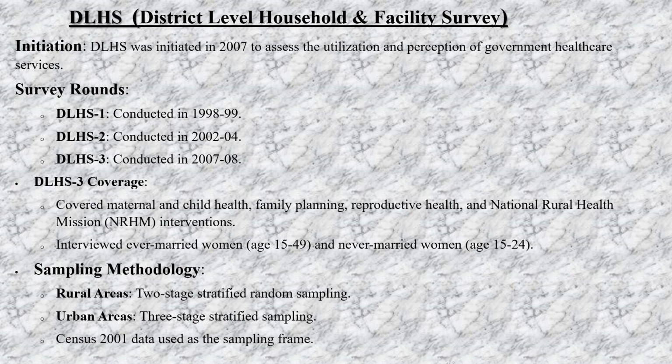DLHS 3 coverage. Covered maternal and child health, family planning, reproductive health, and National Rural Health Mission, NRHM, interventions. Interviewed ever married women, age 15 to 49, and never married women, age 15 to 24. Sampling methodology. Rural areas, 2-stage stratified random sampling. Urban areas, 3-stage stratified sampling. Census 2001 data used as the sampling frame.